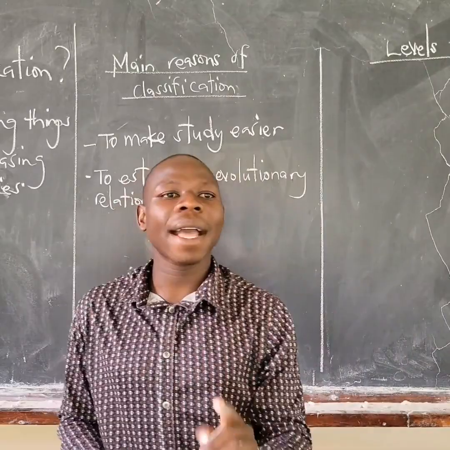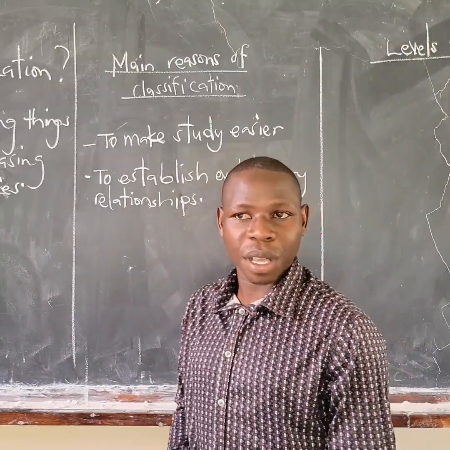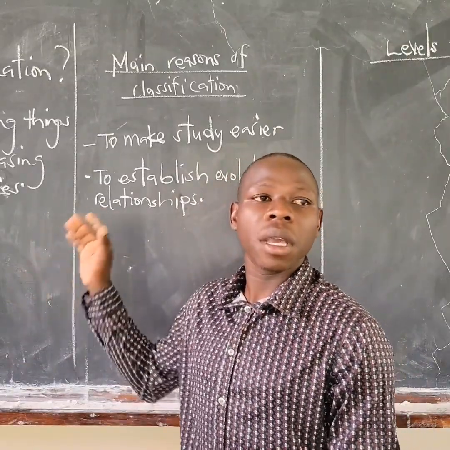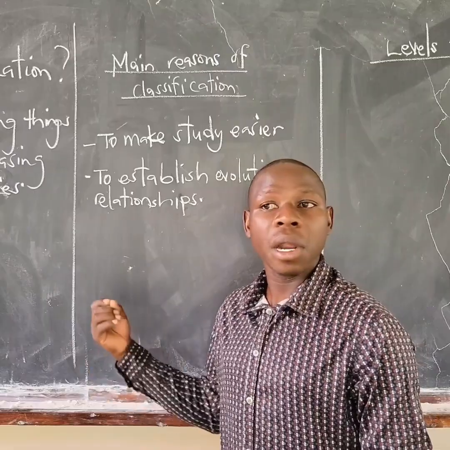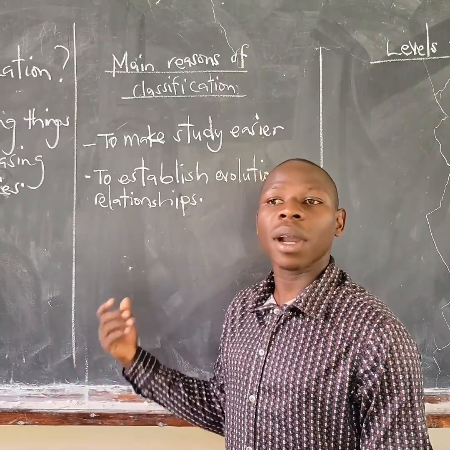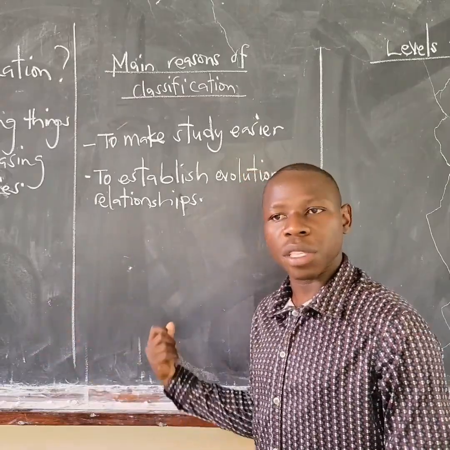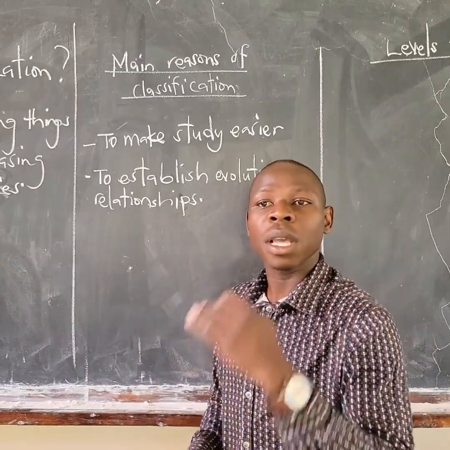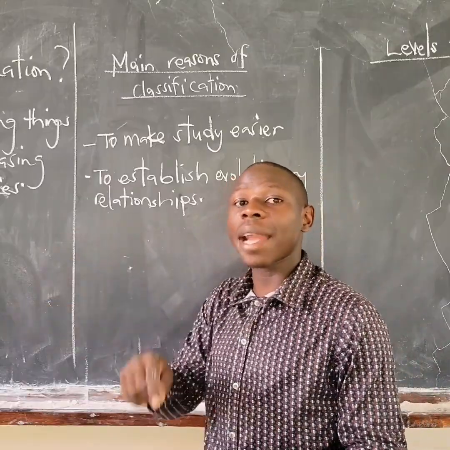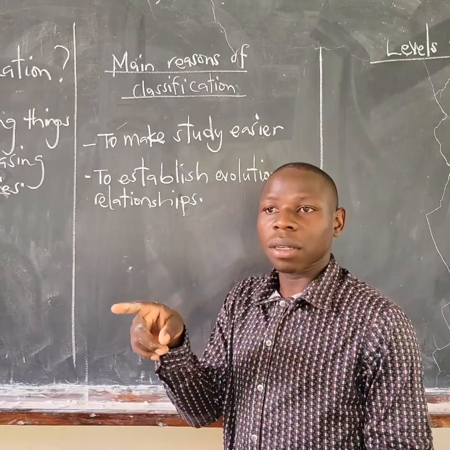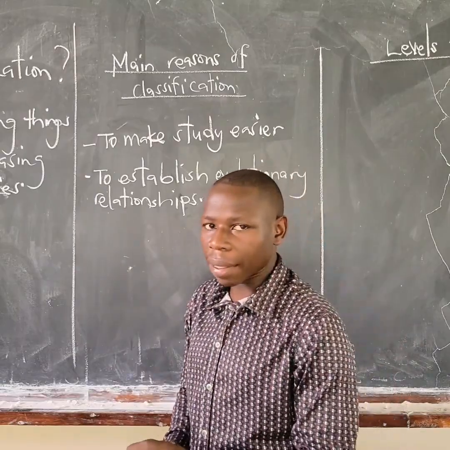When we classify living organisms, we are able to generate evolutionary relationships between or among the living organisms. We are able to know which organisms are related and how they are related. Which one must have come from the other? Which one must have evolved from this one? If they are arranged in groups based on their similarities, because we look at the similarities and we are able to know that this one, because it has this similarity to this one, either of the two must have evolved from the other.